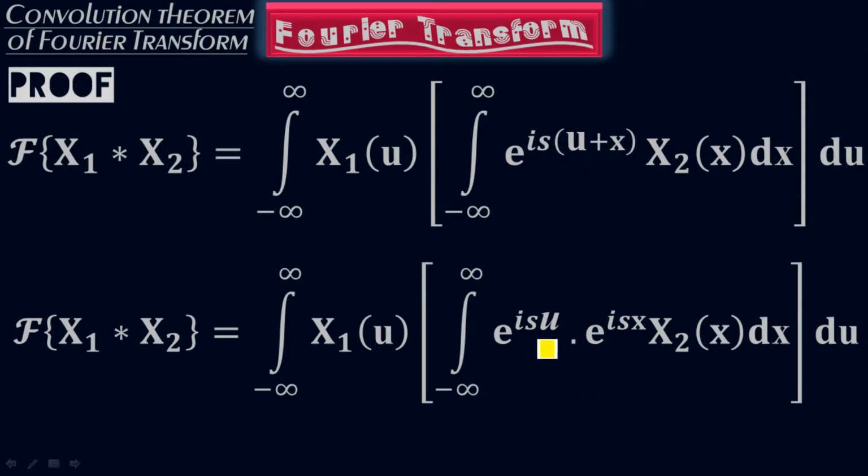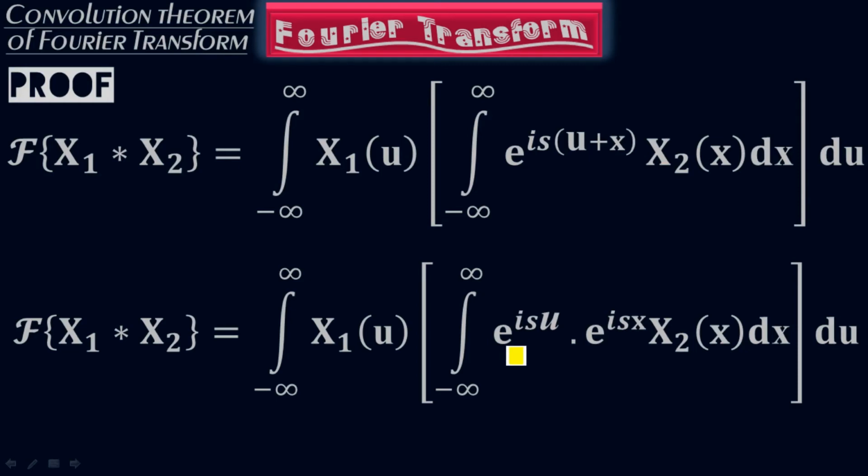I can write it in this form, e to the iota s u times e to the iota s x, because after simplification you will get back the same thing. You will get the exact same thing when you simplify it further, because both terms have the same base e, so their powers will be added. After adding their powers, you have to take out iota s common. There you go, you will get back the same thing. Just do some modifications, write this term in such shape.